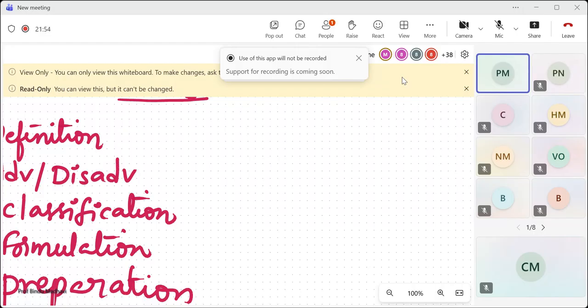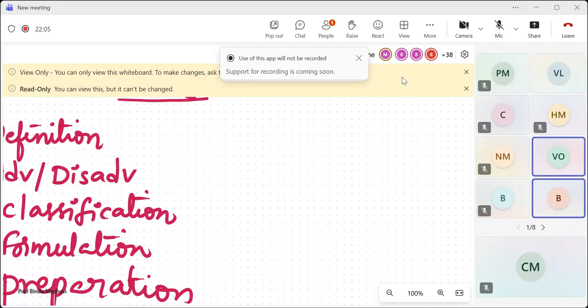Any doubts in this? No. Which one? Yes, sure. Okay, can I move on to the disadvantages of tablets? Yes, move on, Prof.